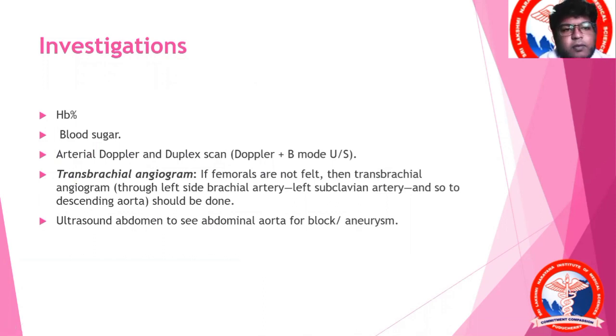Investigations. Now, we usually take all the blood work, which includes hemoglobin levels, blood sugars, arterial Doppler and Doppler scan, transbrachial angiogram. If femorals are not felt, then transbrachial angiogram should be done. It's done via the left side brachial artery, to the left subclavian artery, and so to the descending aorta. Ultrasound abdomen must be done to see any block or aneurysm.